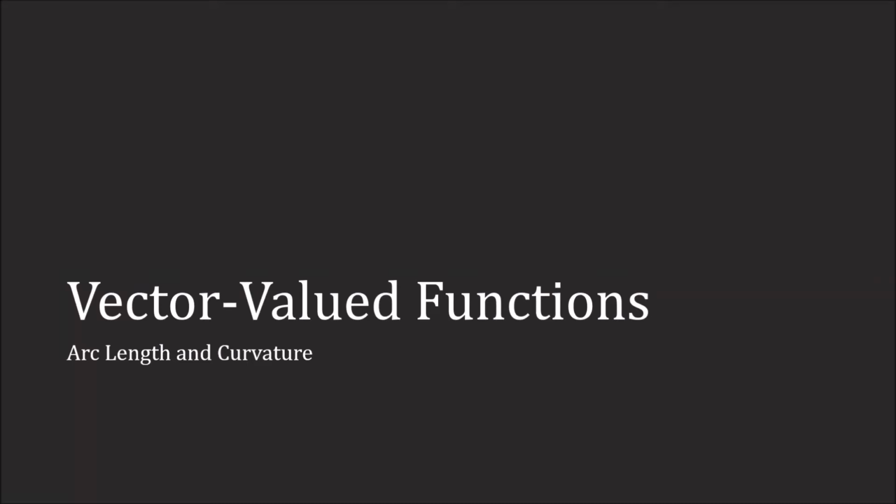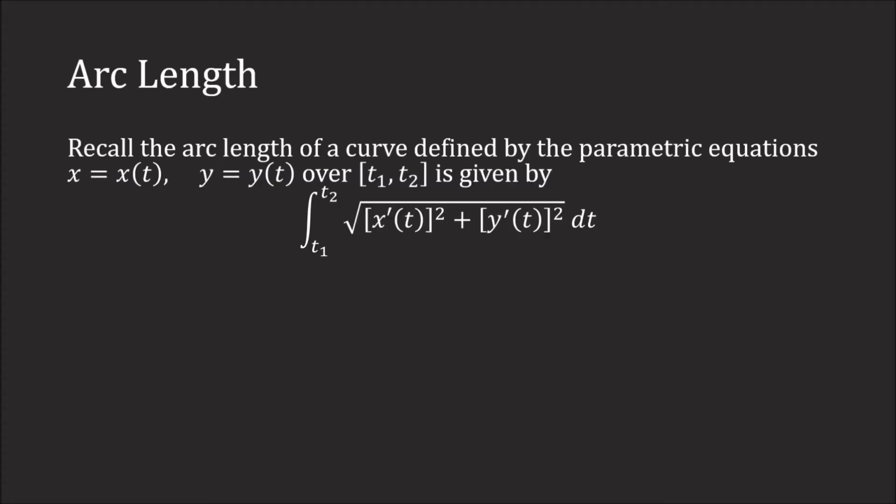So we will now continue our study of vector valued functions by looking at arc length and curvature. Recall that in Calc 2, we studied that the arc length of a curve defined by the parametric equations x equals x of t and y equals y of t over the interval t1 to t2 was given as the integral from t1 to t2 of the square root of x prime squared plus y prime squared.